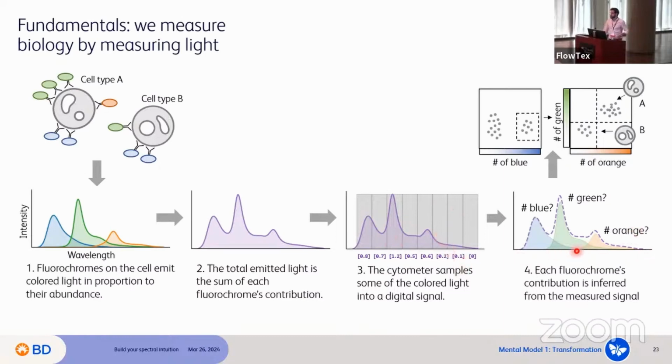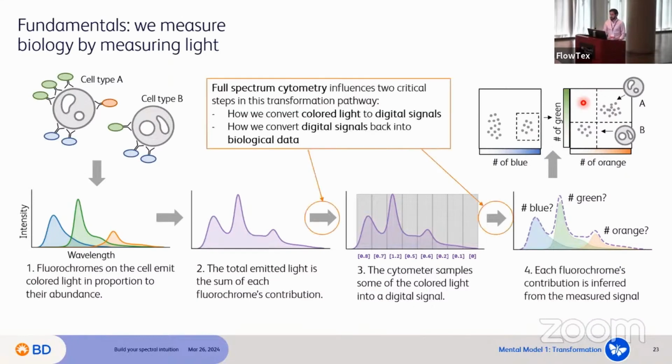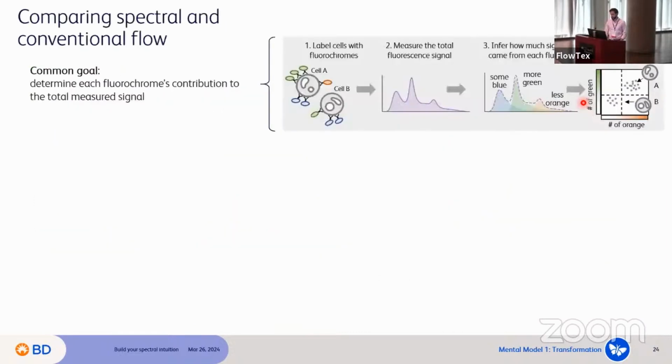And then I'm going to do some kind of math to try to infer from the total signal that I measured, this purple curve, what the individual contributing amount of each of those dyes was. And that's what's going to tie me back to something that's essentially meaningful in biological space, right? Number of cells with a certain number of molecules in a certain pattern. Spectral flow, compared to, say, conventional flow, really influences how we go through 2 steps in this process: how we convert colored light to a digital signal, and how we convert a digital signal back into some biologically meaningful data.